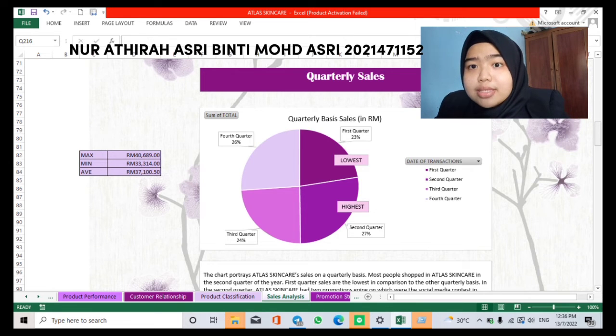In the first quarter, the sales were the least, probably due to the lack of promotion strategies by Atlas Skincare. There was only one contest, during the Lantern Festival in February. The contest approach may not be able to attract that many customers.